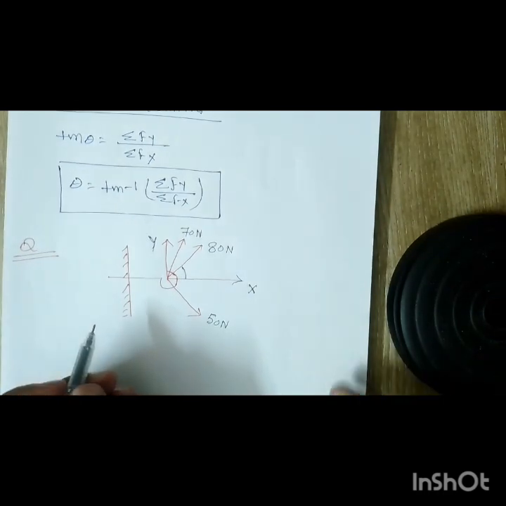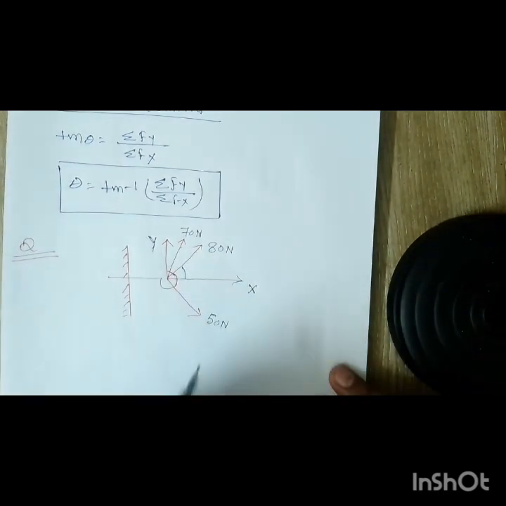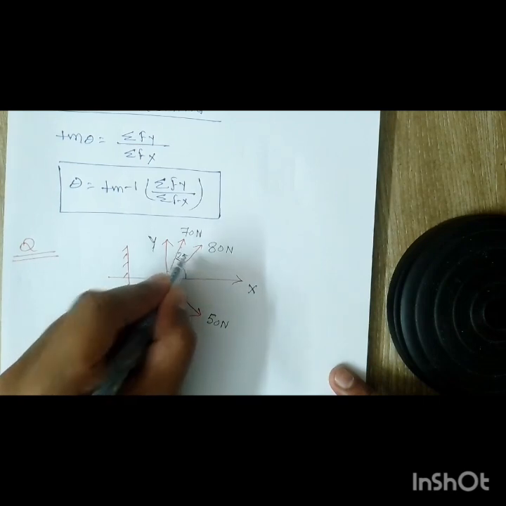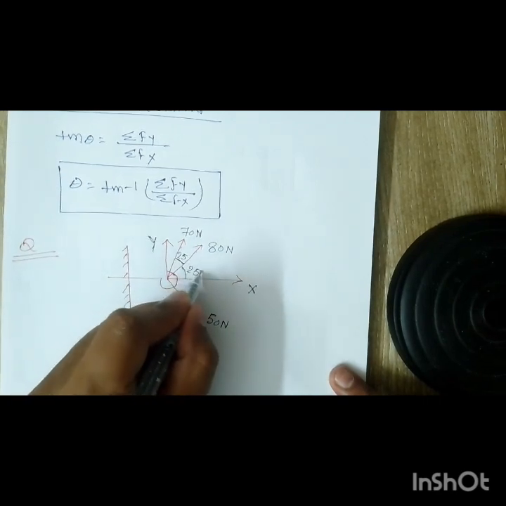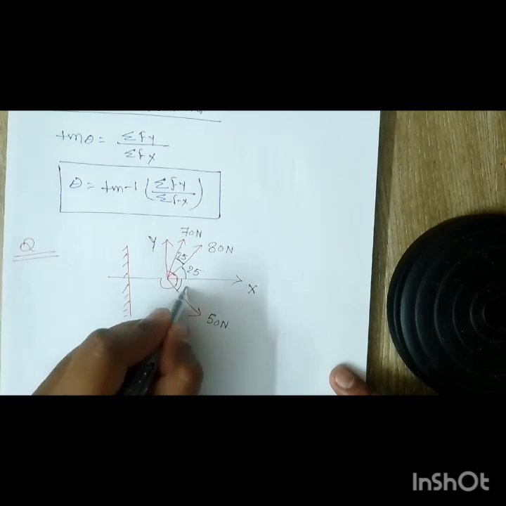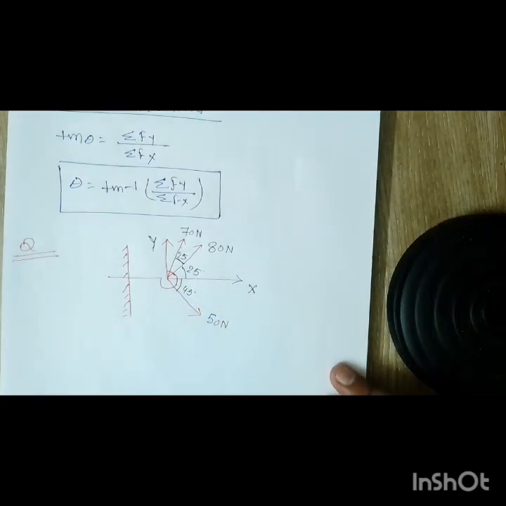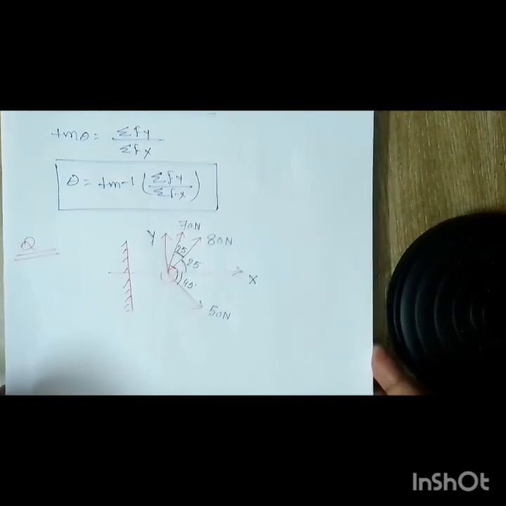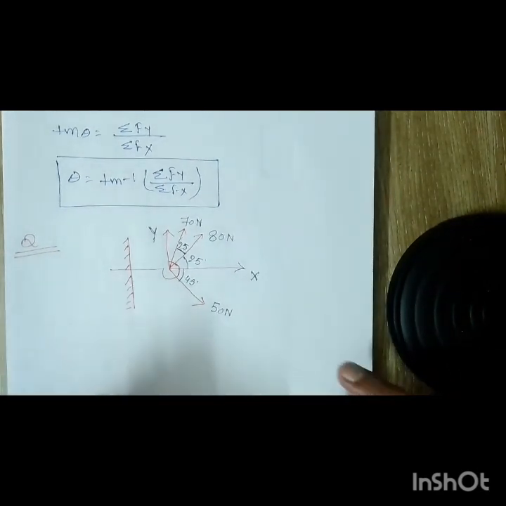Now, the forces are this one and this one. The angle between these two forces is 25 degrees, and this is also 25 degrees, and this inclination is 45 degrees, right? So there are three forces, and all three forces are inclined. You need to find the resultant.